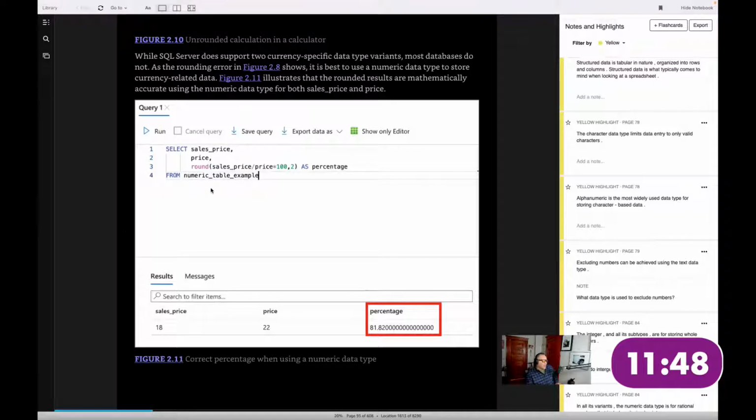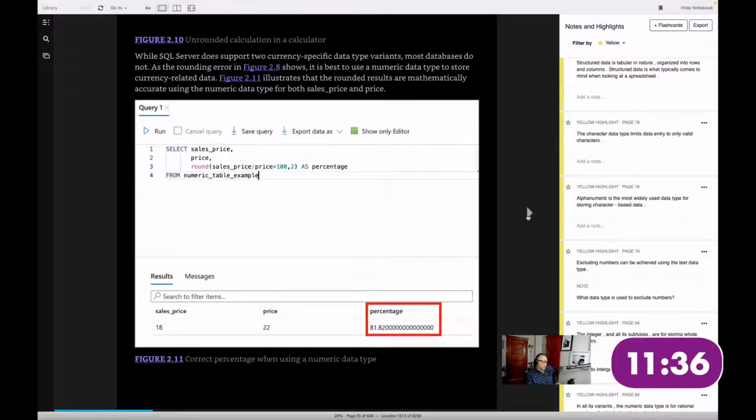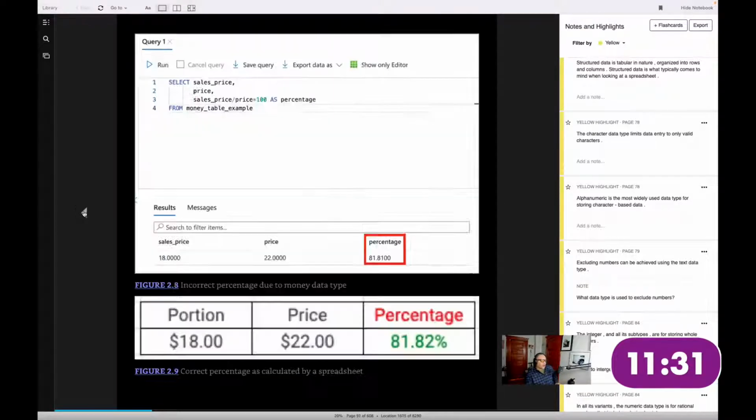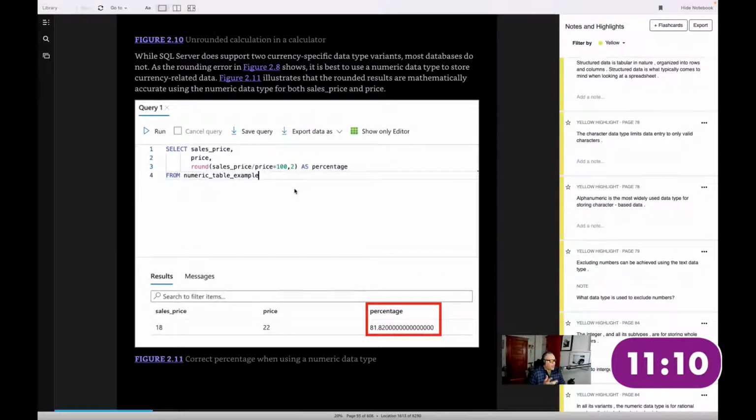Oh, hold on. So they used the numeric data type there and used a money table. Interesting. So here it put money table. It said from the money table example, which I assumed was some type of database he had entered that had a money table, but then here he's saying, no, you guys are fine. Come on in.